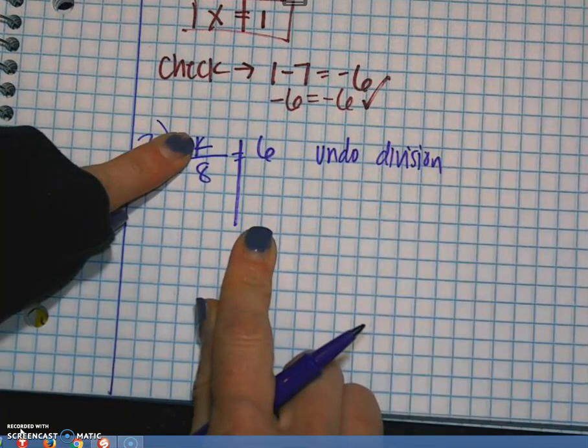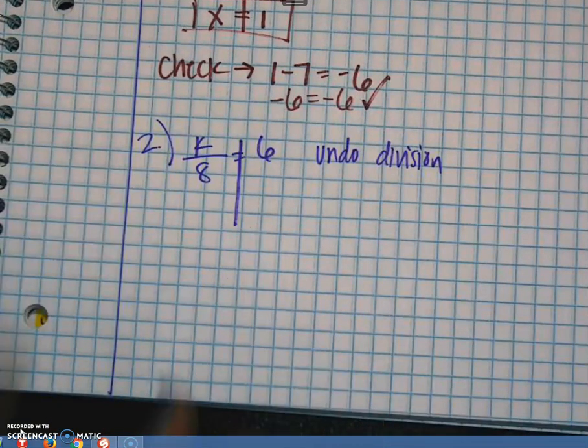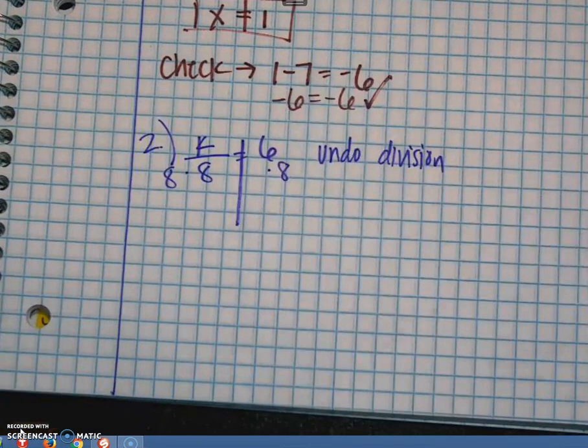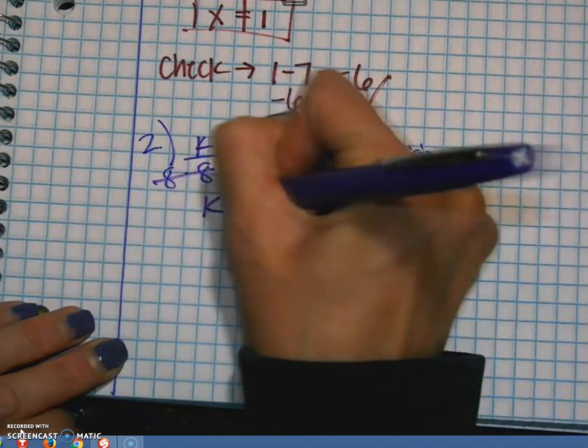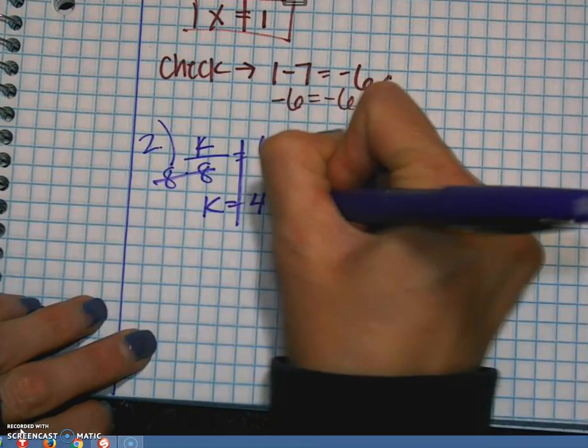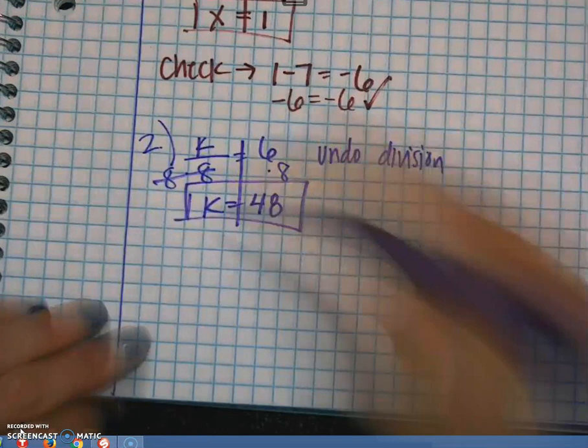So we know that this is k being divided by 8. So to undo that, we need to do the opposite. Opposite of division, multiplication. So you know that those cancel. Over here you have k, and then you should know that 6 times 8 is 48. And you have your answer.